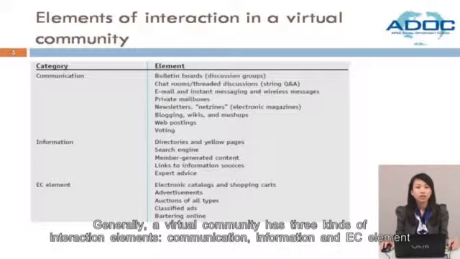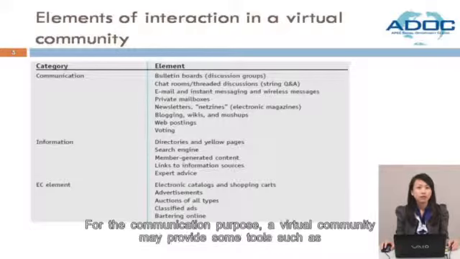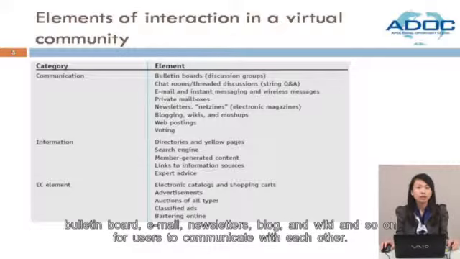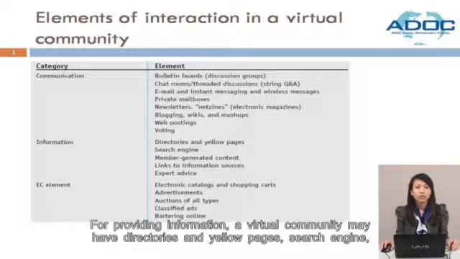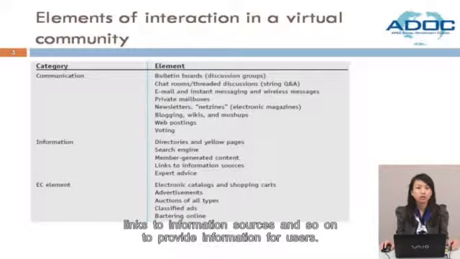Generally, a virtual community has three kinds of interaction elements: communication, information, and EC elements. For communication purposes, a virtual community may provide tools such as bulletin board, email, newsletters, blog, wiki, and so on, for users to communicate with each other. For providing information, a virtual community may have directories and yellow pages, search engine, links to information sources, and so on to provide information for users.